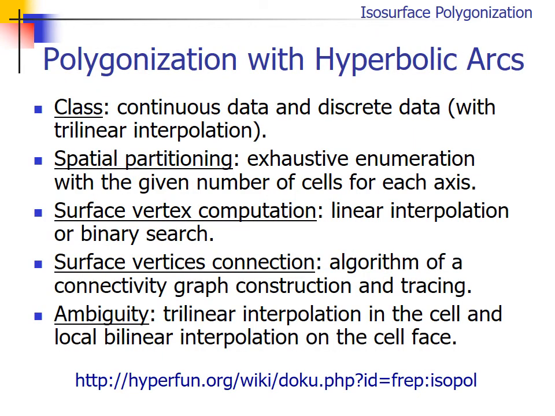Let's consider the polygonization algorithm with hyperbolic arcs. The input data for this algorithm can be continuous and discrete data. For spatial partitioning, exhaustive enumeration with a given number of cells for each axis is used. Linear interpolation or binary search can be used for surface vertex computation. For the surface vertices connection, an algorithm of connectivity graph construction and tracing can be employed. For ambiguity resolving, trilinear interpolation is used in the cell, and local bilinear interpolation is used on the cell face.